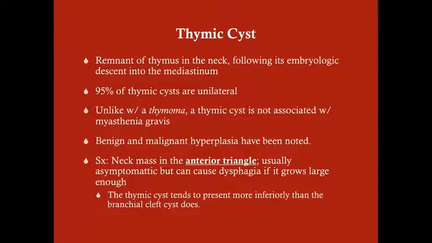Symptoms include a neck mass in the anterior triangle. Usually it's asymptomatic, but it can cause dysphagia if it grows large enough. The thymic cyst tends to present more inferiorly than the branchial cleft cyst does. The branchial cleft cyst tends to be up closer to the ear.